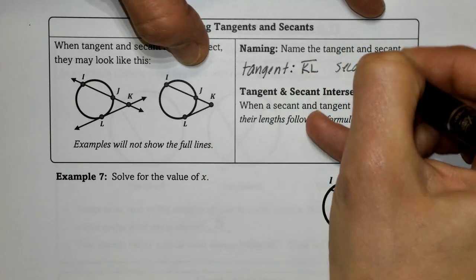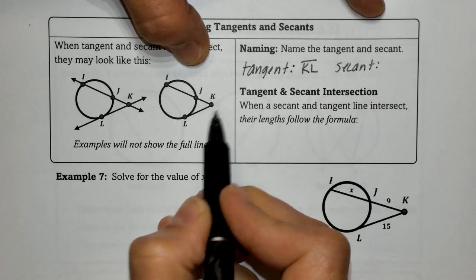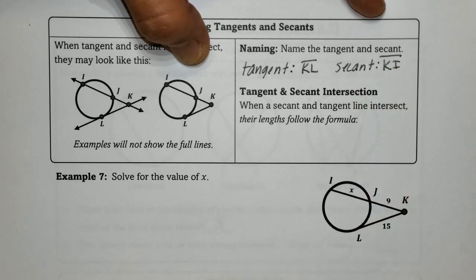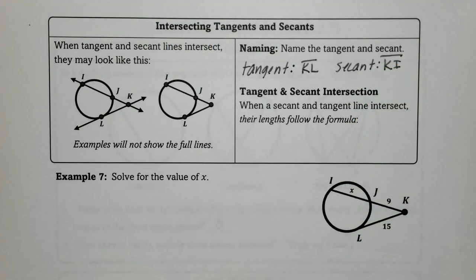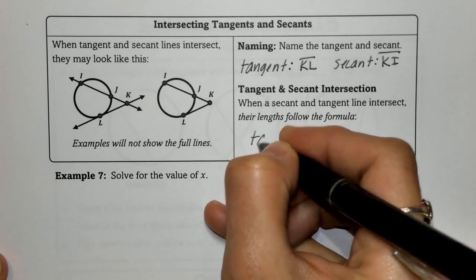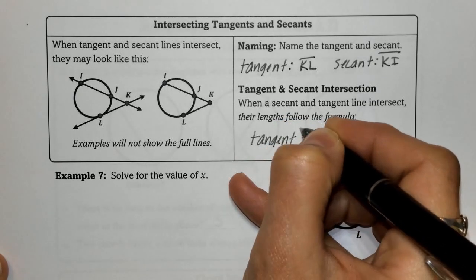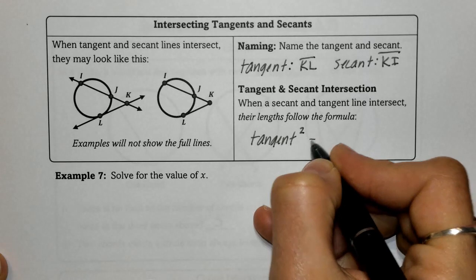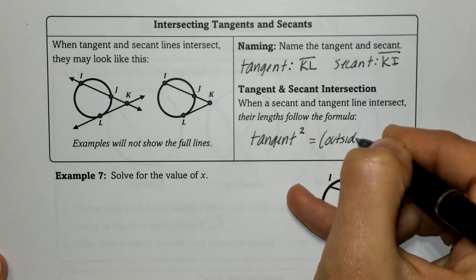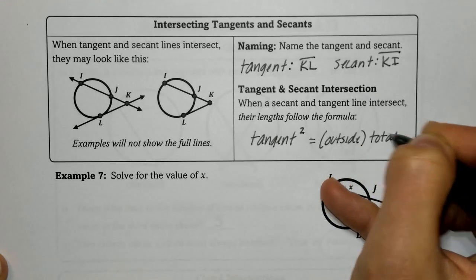It's going to start and then stop right at that circle. The secant will be the one that slices through the circle. This will be segment KI. The formula for when a tangent and a secant intersect: we're still going to use the outside times total like we did with the secant, but for the tangent, we're going to take that tangent and square it. This will be set equal to the secant's outside times total.